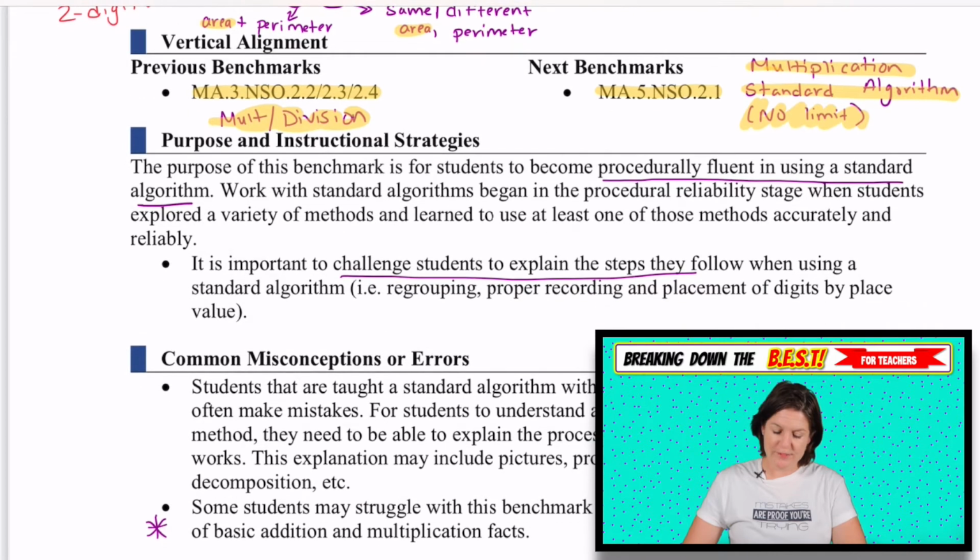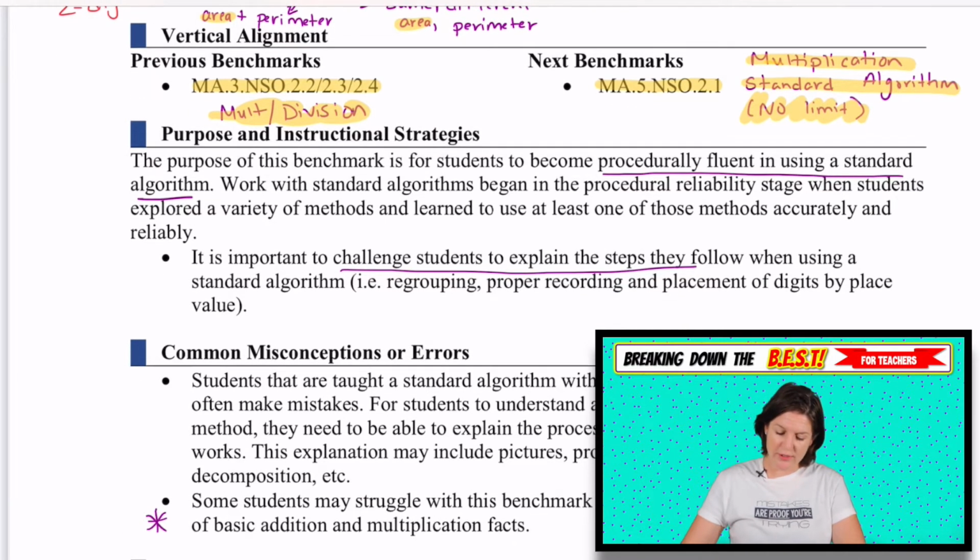All right, now for the purpose and instructional strategies section, here's some of the things that jumped out at me. It says here that the purpose is for students to become procedurally fluent using a standard algorithm.